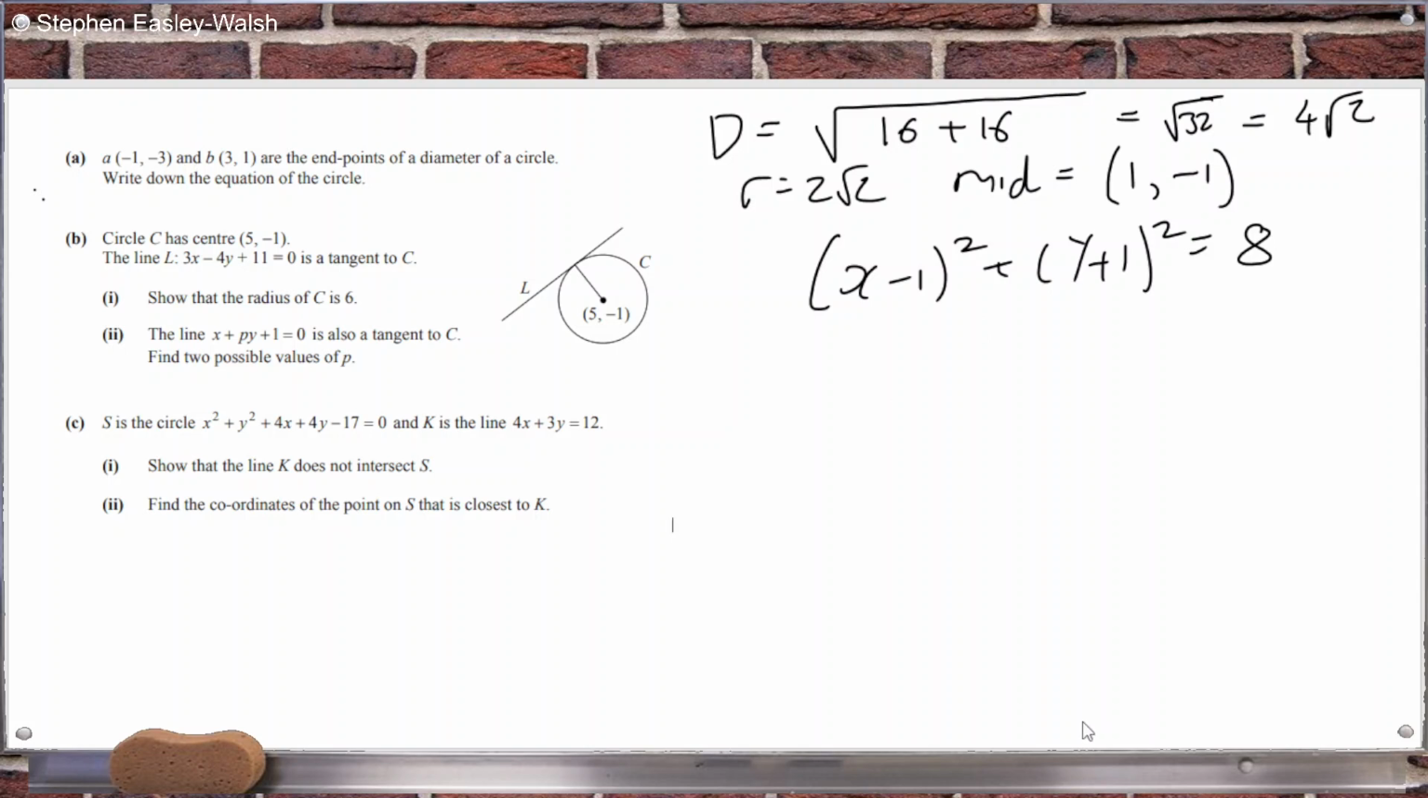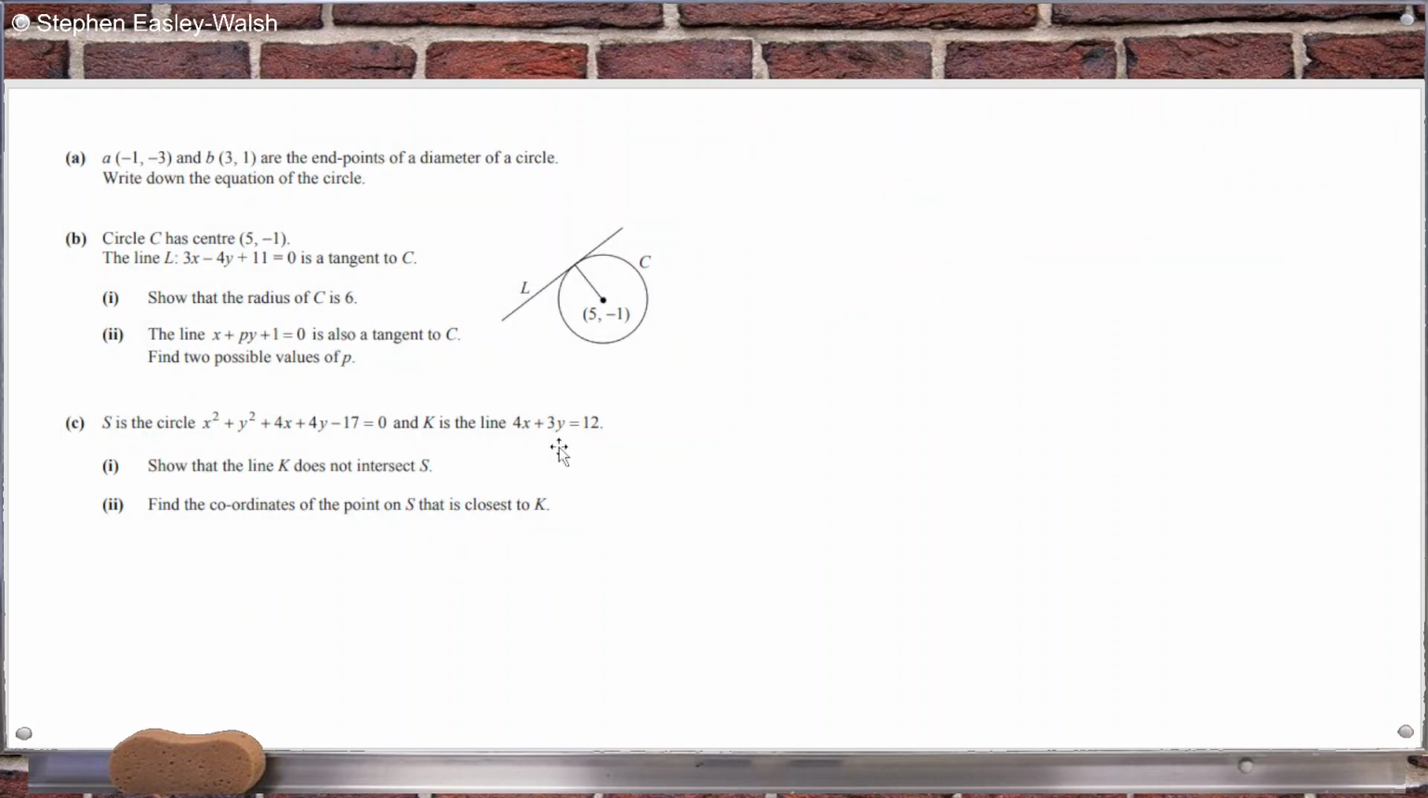Let's have a look at the B part now. Alright, next now. The circle C has that center as shown, and that line is a tangent to the C. Show that the radius of C is 6. So it would be the perpendicular distance.